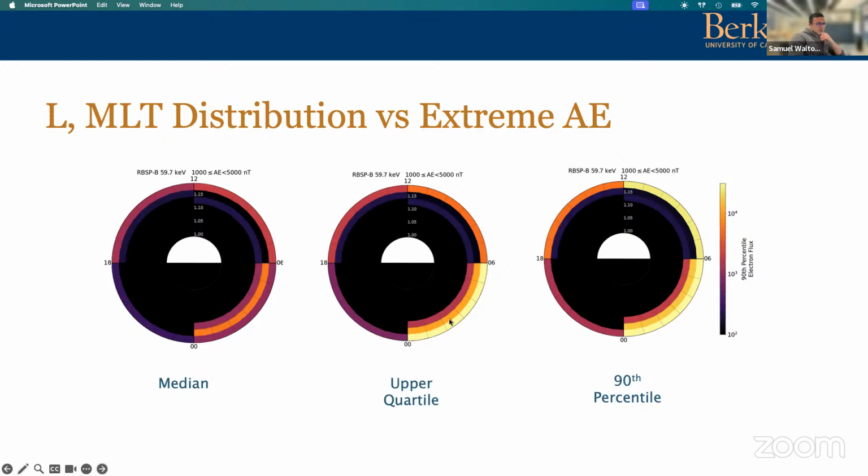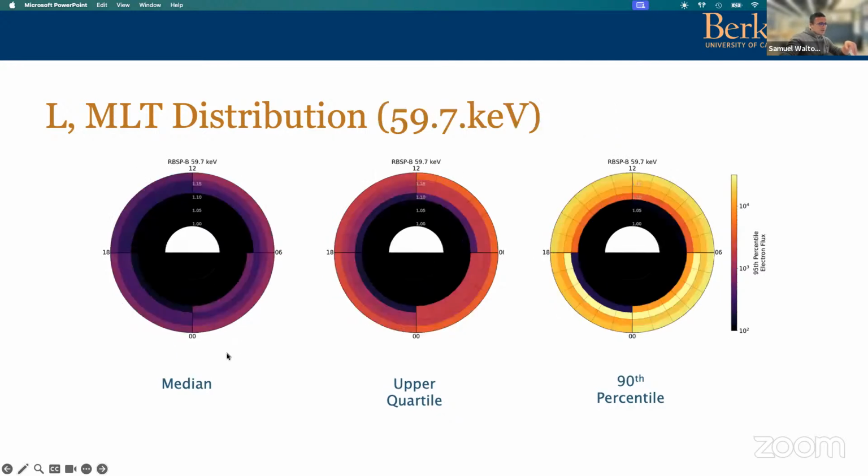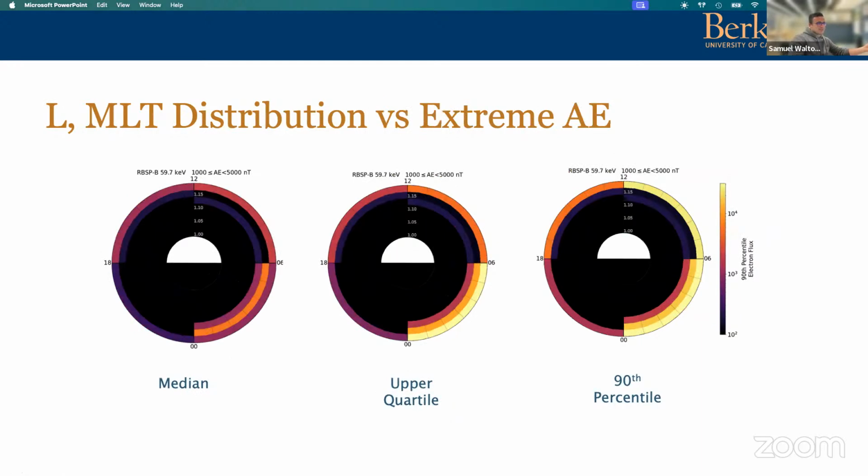You can see just a more pronounced version of what we were seeing before. So this 0 to 6 MLT sector shows slightly deeper, slightly closer to Earth electrons, and maybe slightly more MLT asymmetry as well. So 0 to 6 to 12 to 18 show the strongest fluxes, which is different to what we would see without any extreme AE activity.